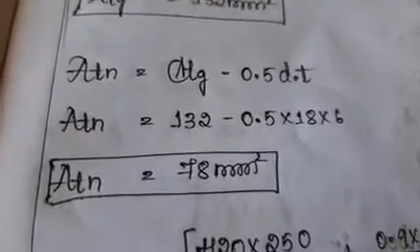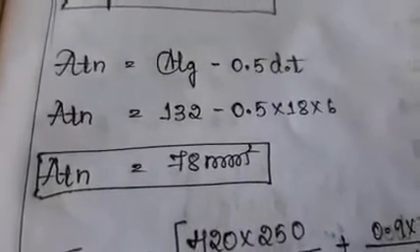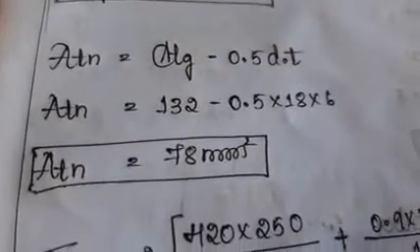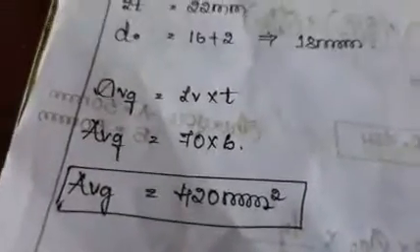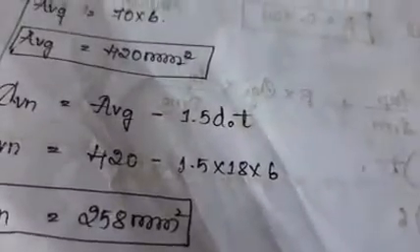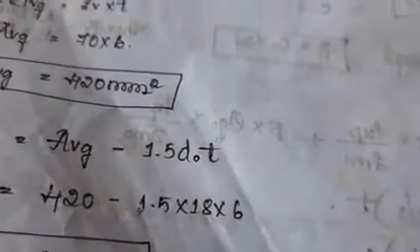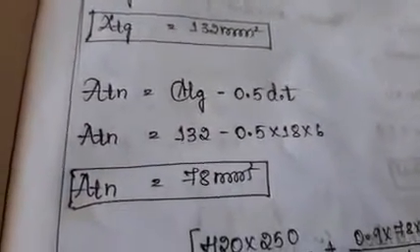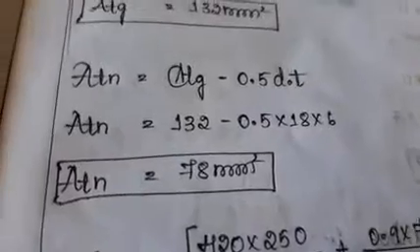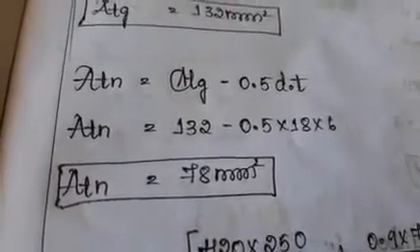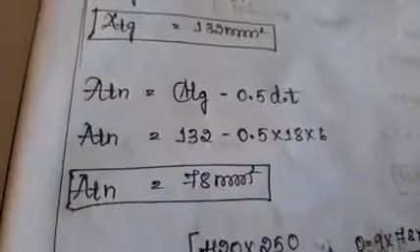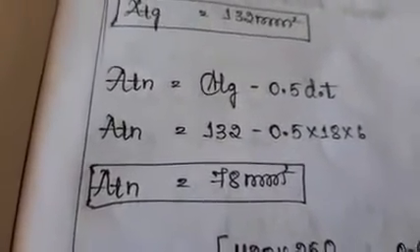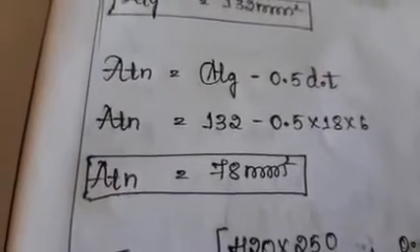In case you have 3 bolts, what will happen? Atn will be standard, that is Atg minus 0.5 times d0 into t, and here this 1.5 becomes 2.5. So 2.5 plus 0.5 will be for 3 bolts. In case 4 bolts are there, then Avn becomes Avg minus 3.5 times d0 into t, and this will be standard. So with 4 bolts, that will be your Avn values.